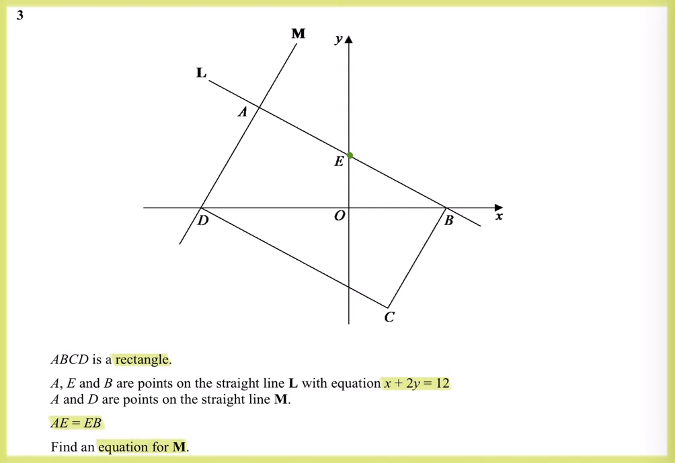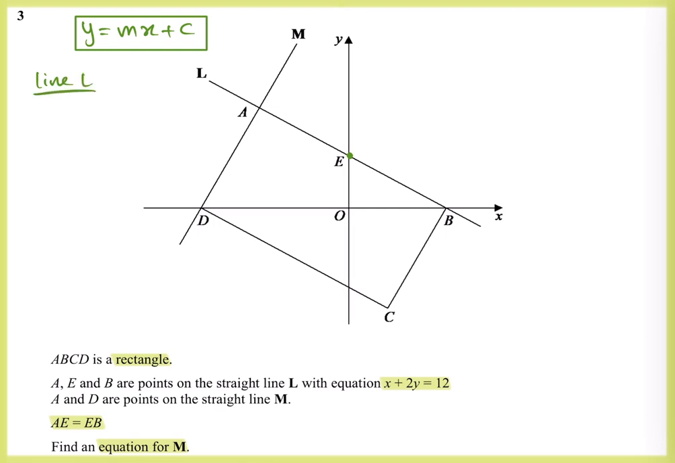Since we're dealing with straight line graphs, we need to remember this famous equation, y equals mx plus c. It's actually a formula. m is the gradient, c is the y-intercept, as you may already know. We've been given the equation of L, so we need to use that to find the gradient of M. We know that they're perpendicular to each other since this is a rectangle.